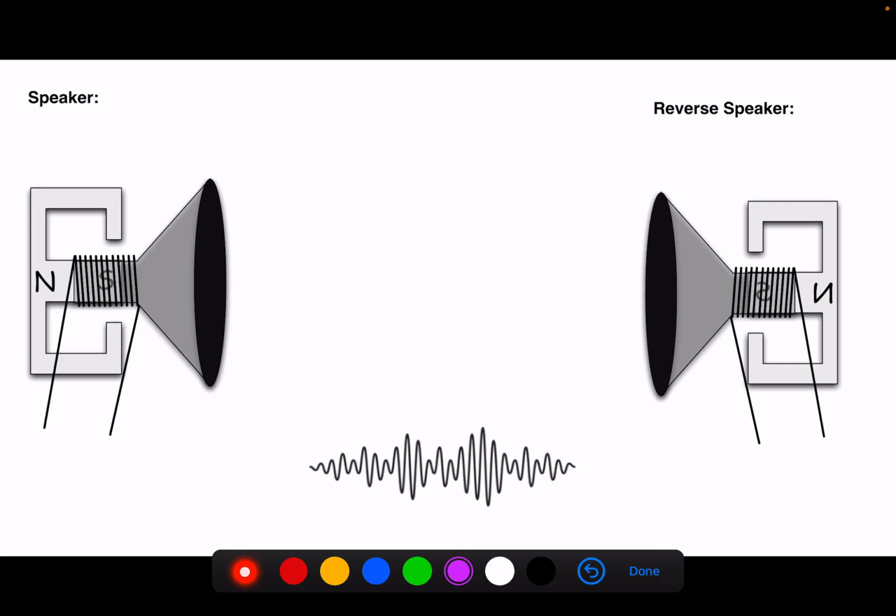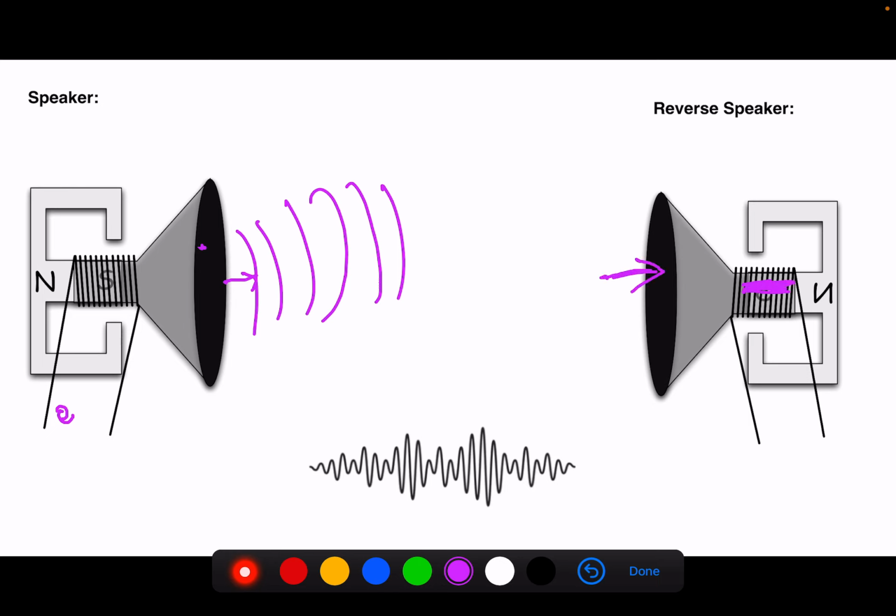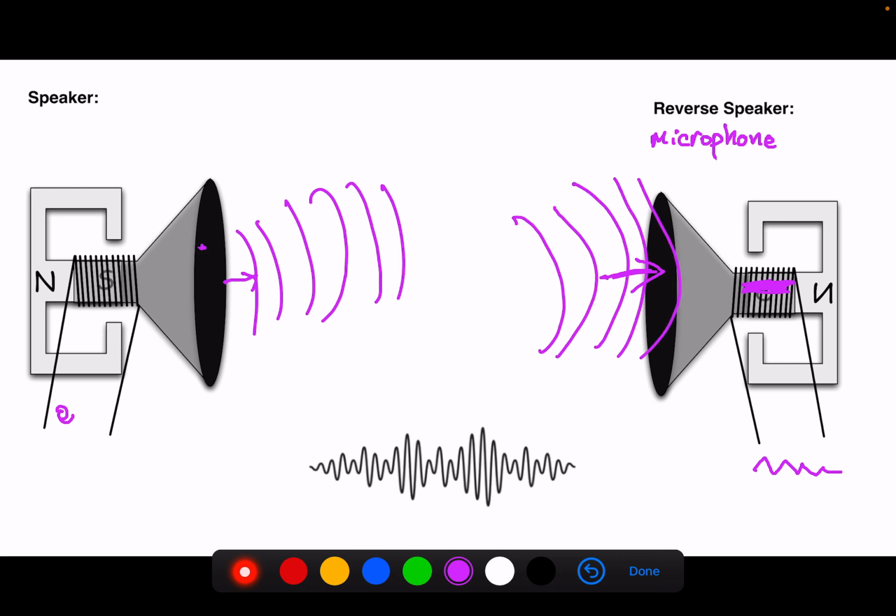This idea can be used to take mechanical energy and turn it into electrical energy. So we learned how speakers took electricity and created motion of the cone, which then produced sound waves. These sound waves could then hit another cone, which will then mechanically move the coil and generate an electrical output. This reverse speaker is called a microphone, and it is our first example of induction. We are turning sound energy, into mechanical energy, into electrical energy using induction.